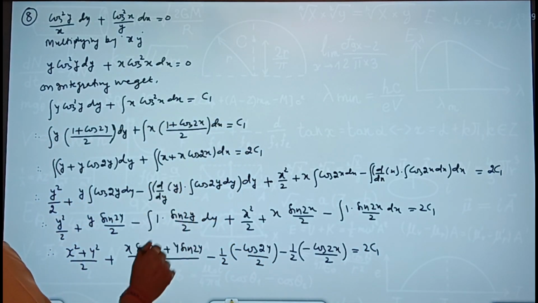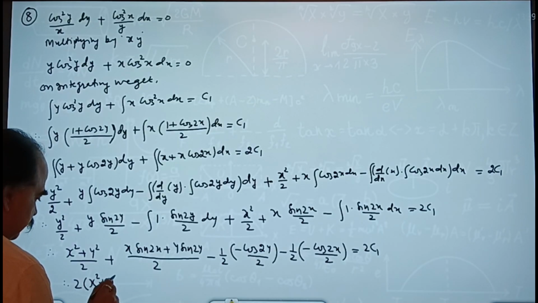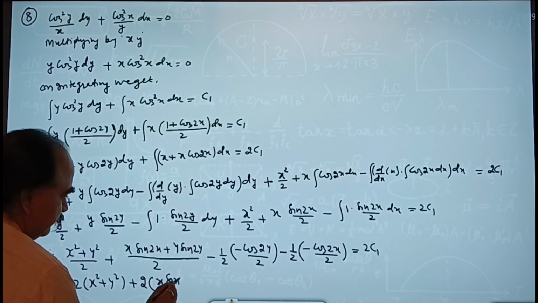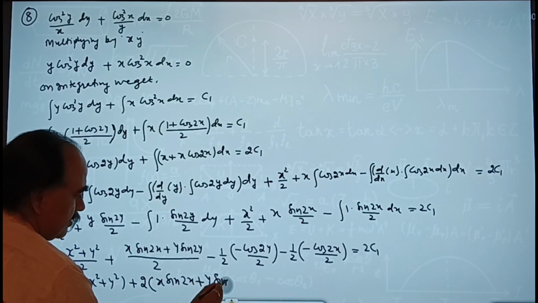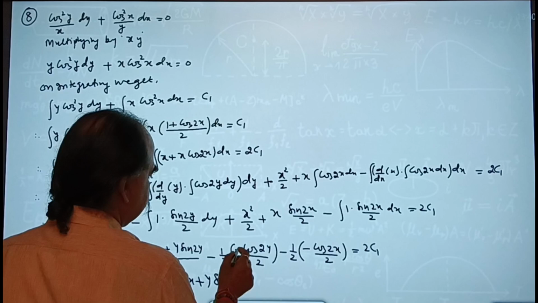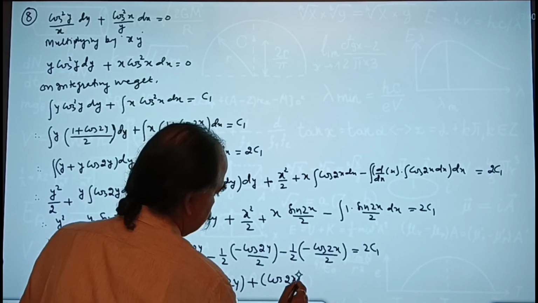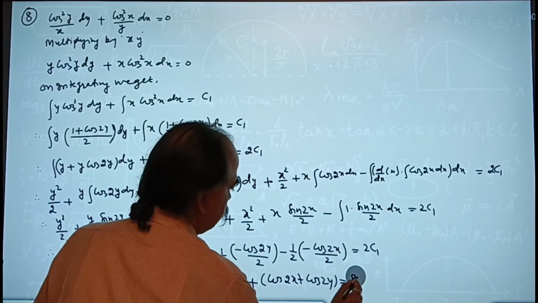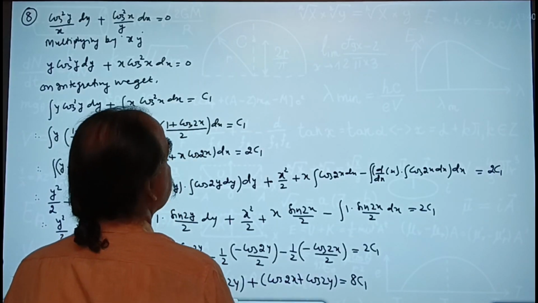We can multiply through by 4. When you multiply by 4, this will become 2 times x square plus y square plus 2 times x sin 2x plus y sin 2y, and minus into minus plus cos 2x plus cos 2y equals 8c1, and 8c1 is replaced by constant c.